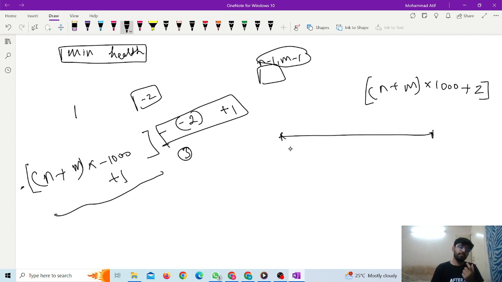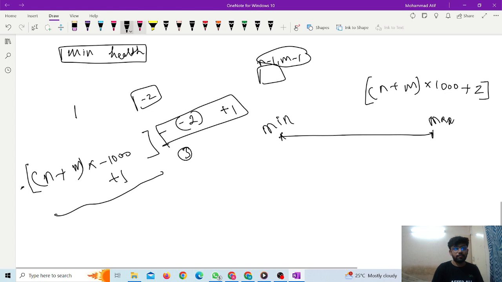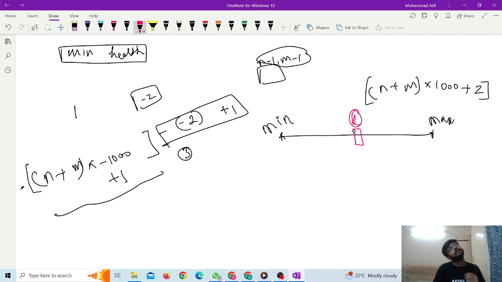This is the minimum health and this is the maximum health, right? Now what? Now suppose my answer lies over here, suppose my k is the answer. Now if my k is my answer, and suppose, forget what I just said, let's start from very scratch for binary search.